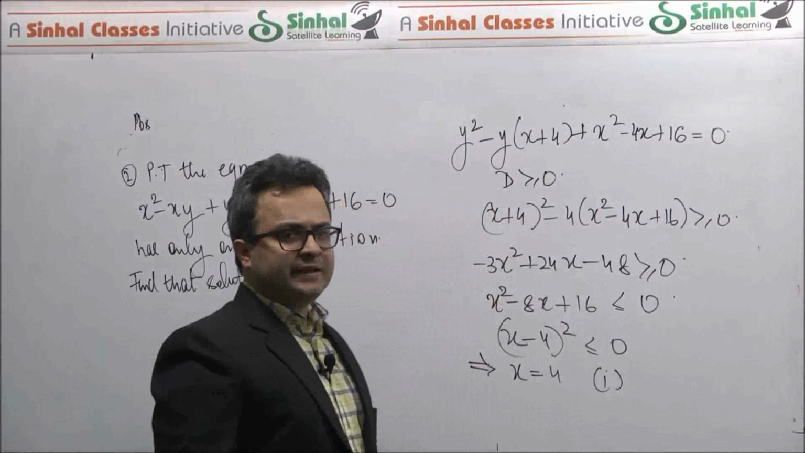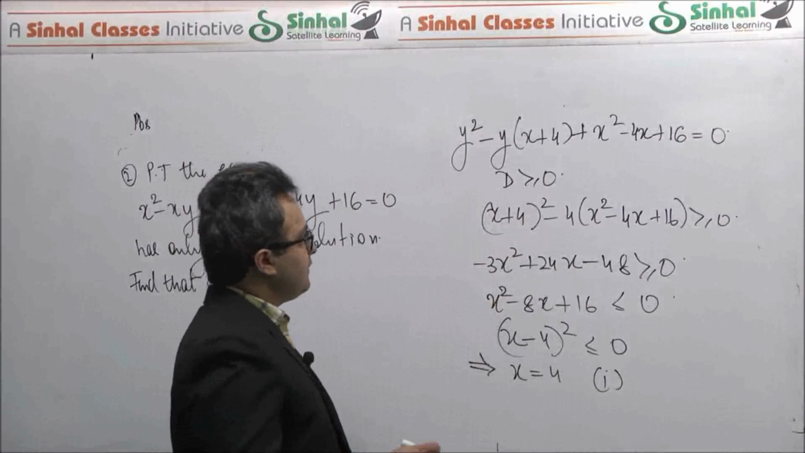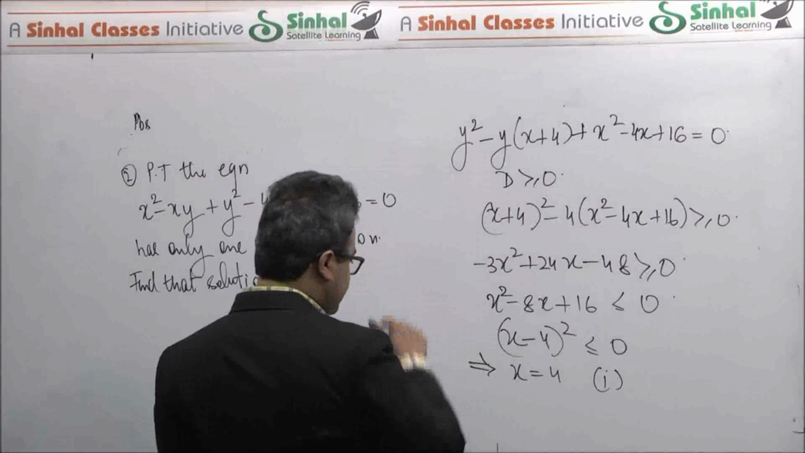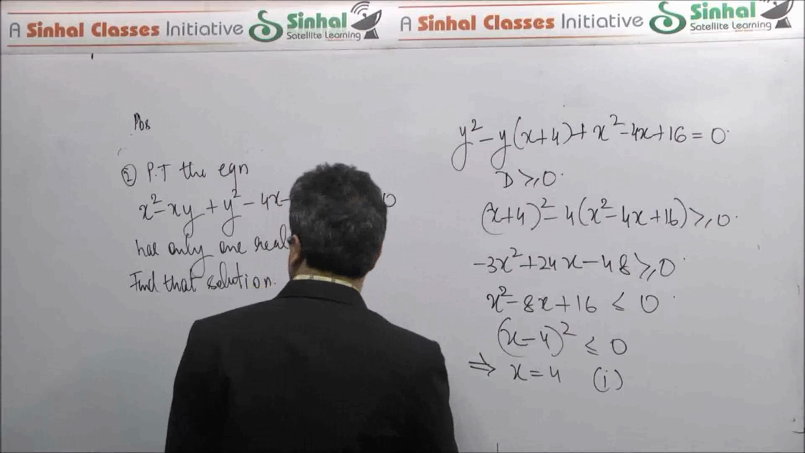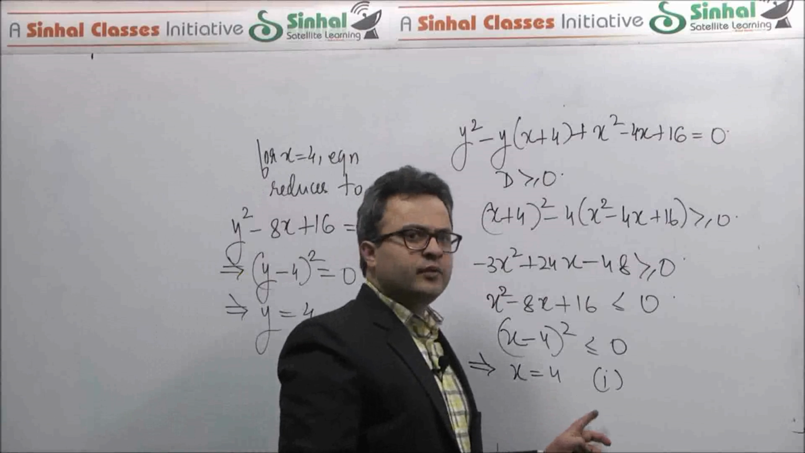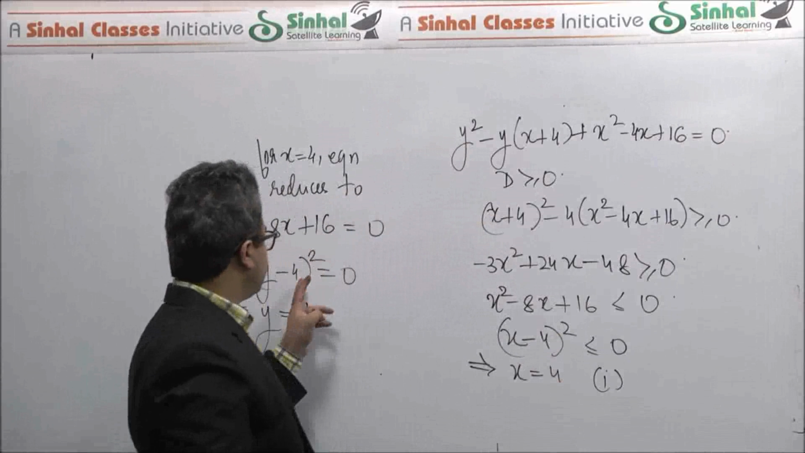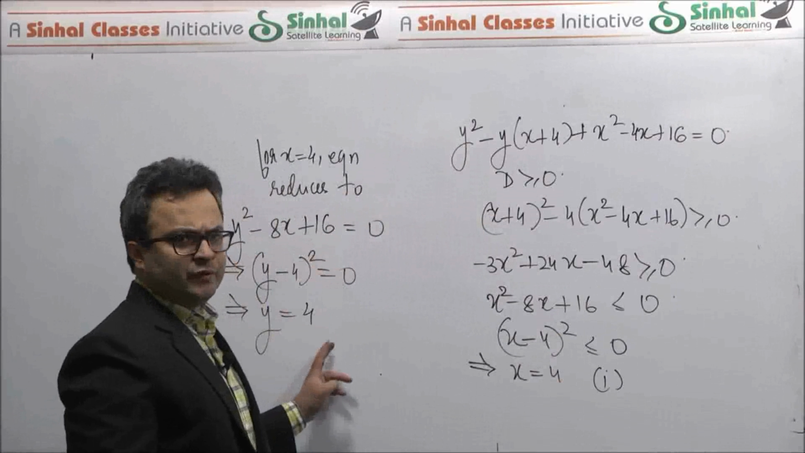So for y to be real, it is turning out that x can only take one value, and that is 4. And for x equal to 4, we can reduce the equation. So once we get that x can only be equal to 4, we can simply substitute x equal to 4 in the original equation. That gives us a quadratic in y, which again turns out to have only one solution.